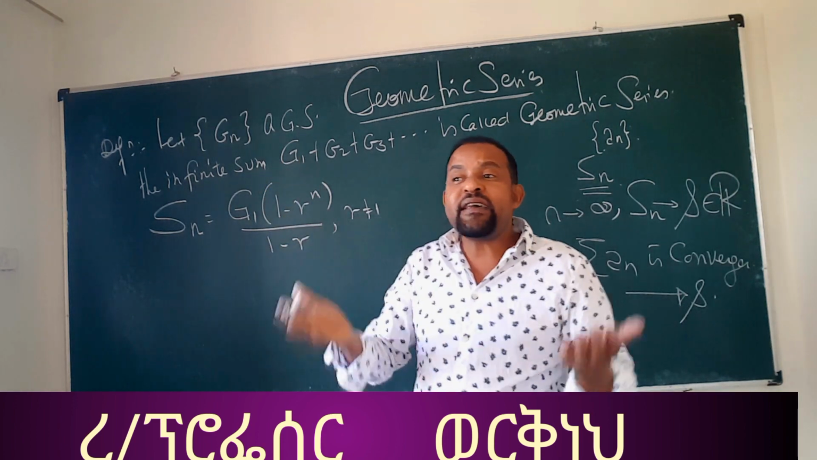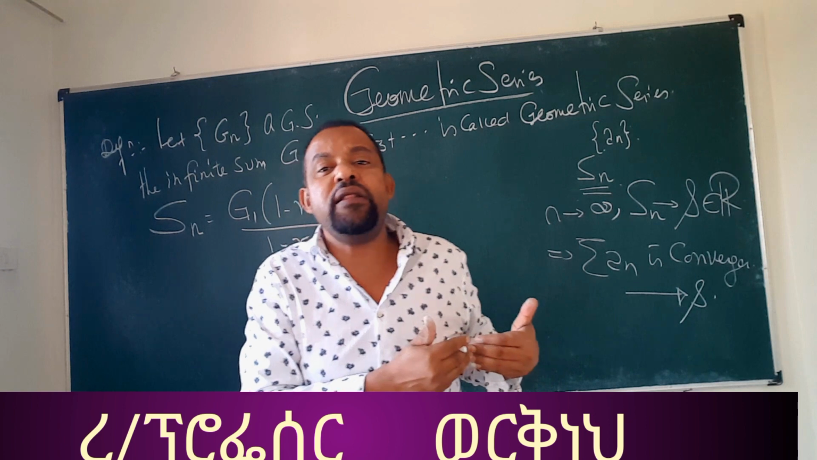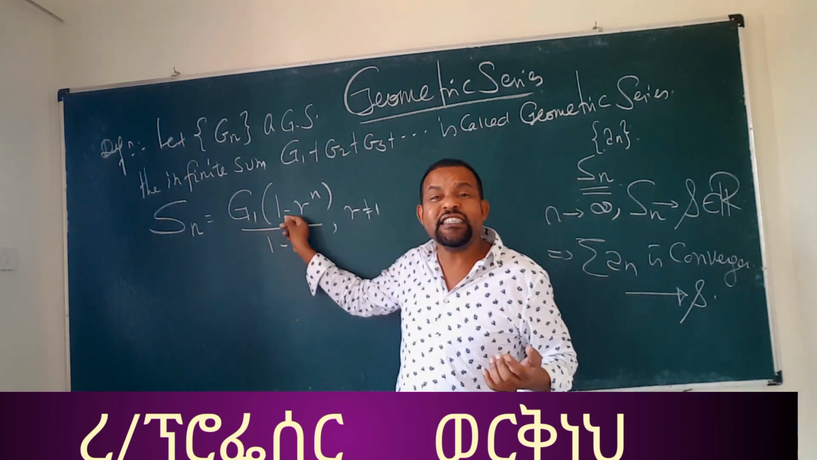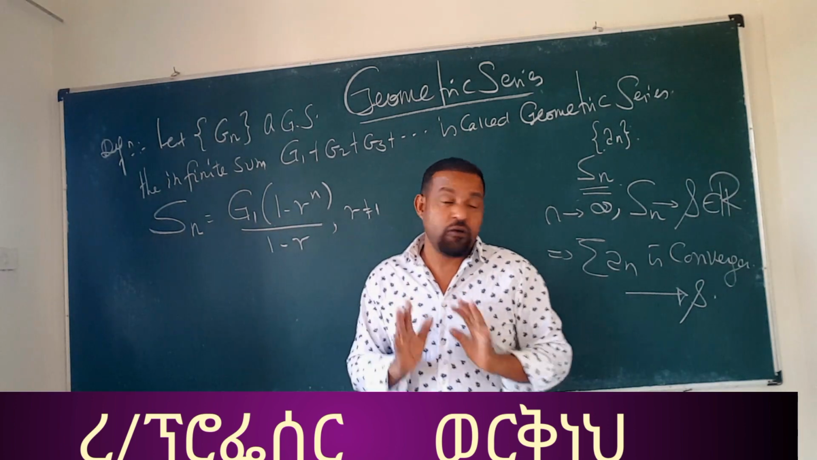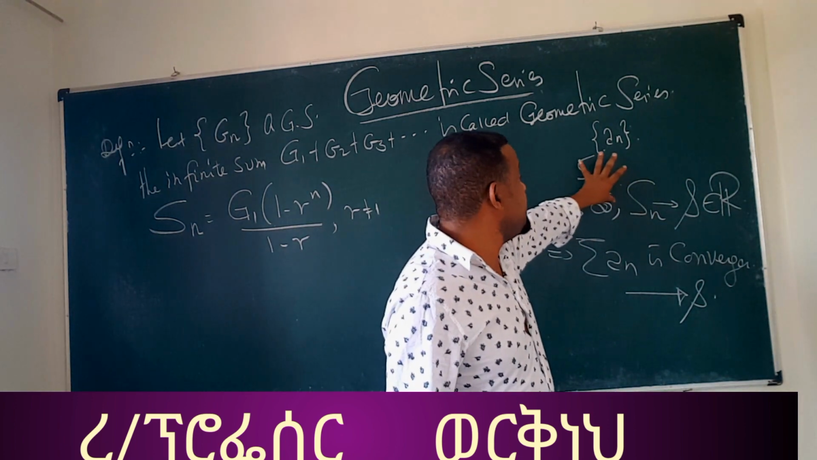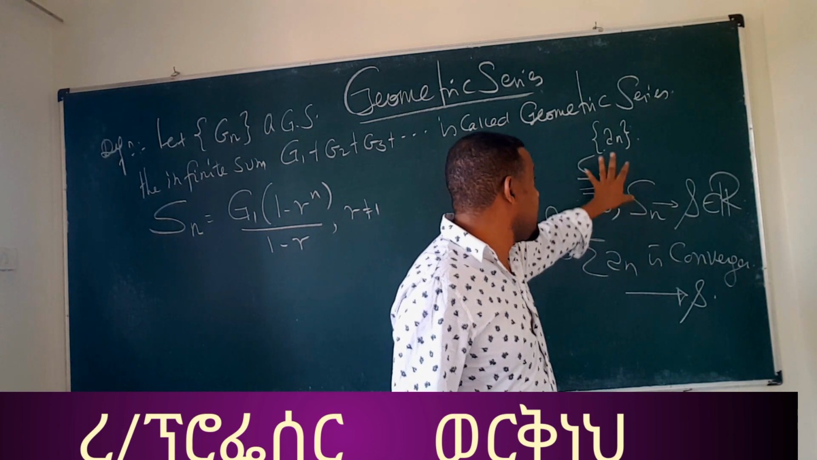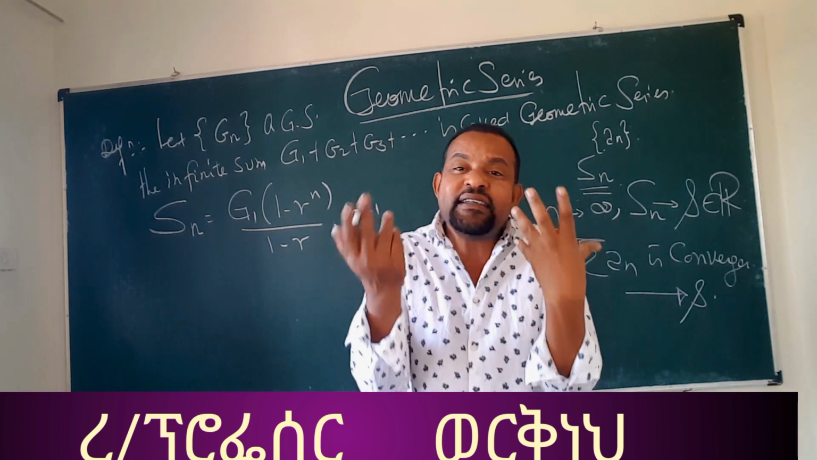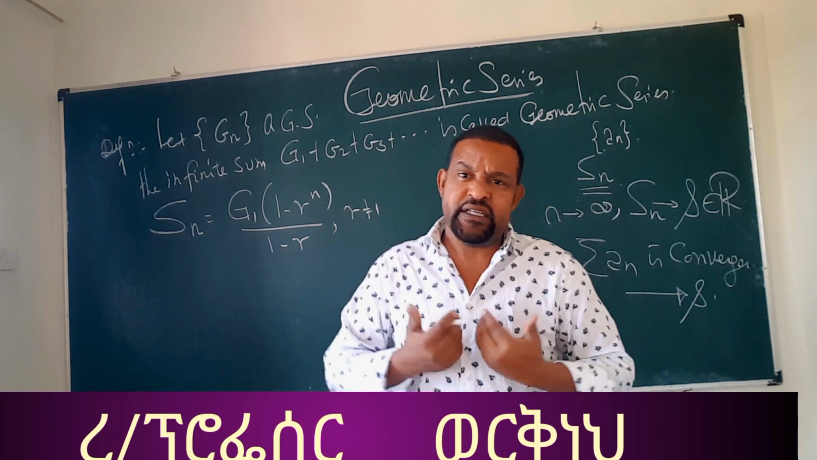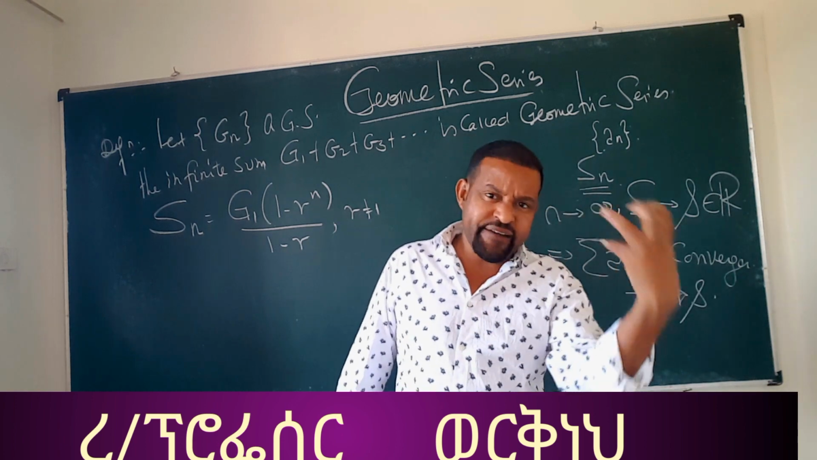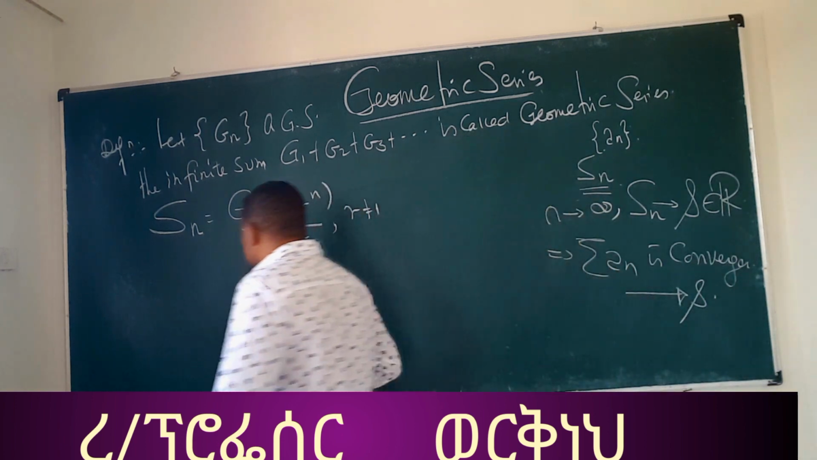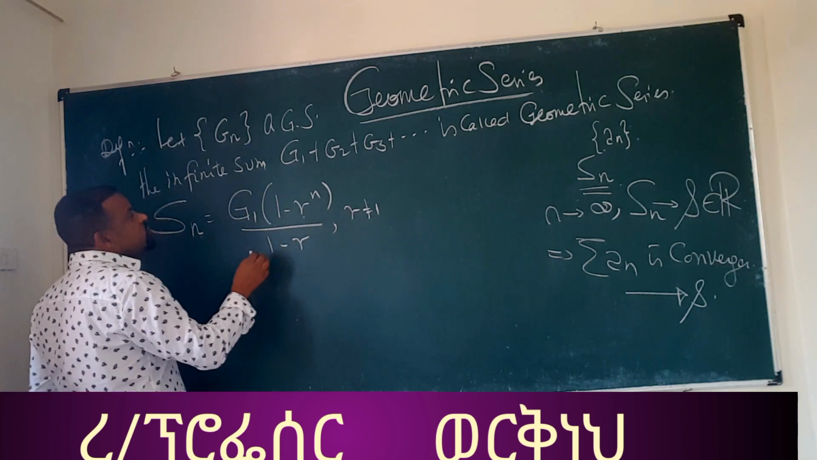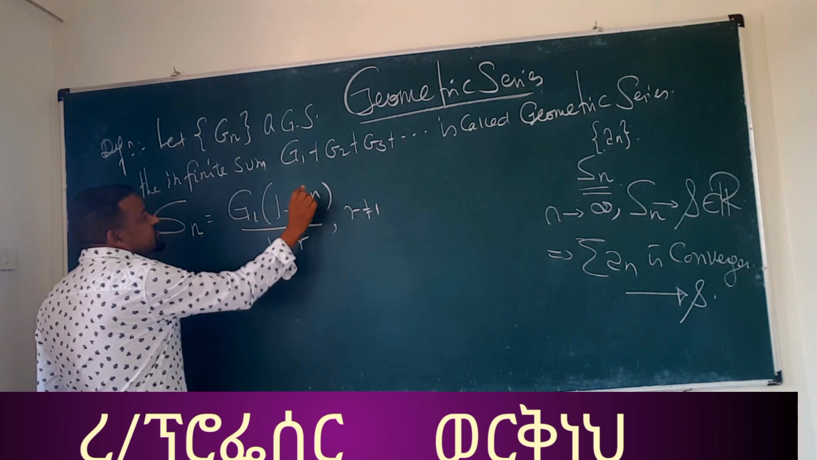So to identify when the given geometric series is convergent and when it is divergent, we should investigate its partial sum. You know that the partial sum of any geometric sequence is given by G1 times 1 minus r to the power of n over 1 minus r.